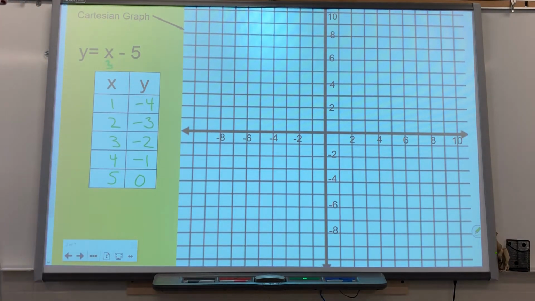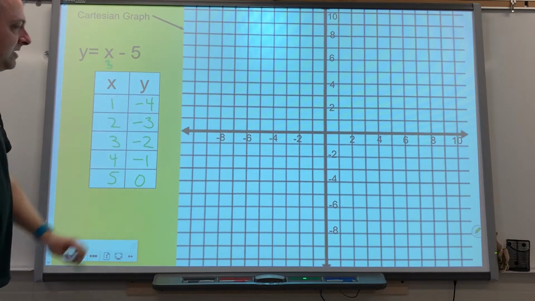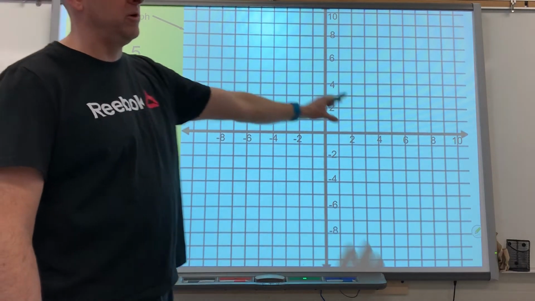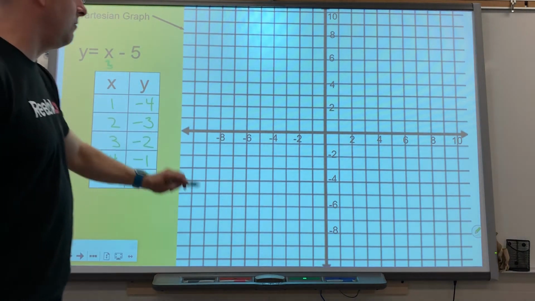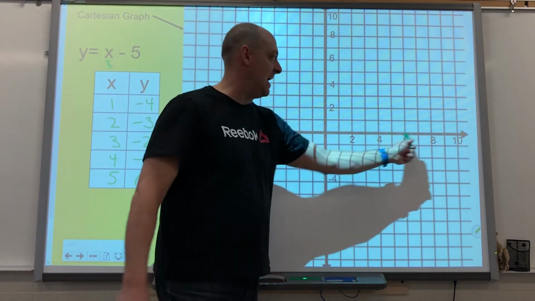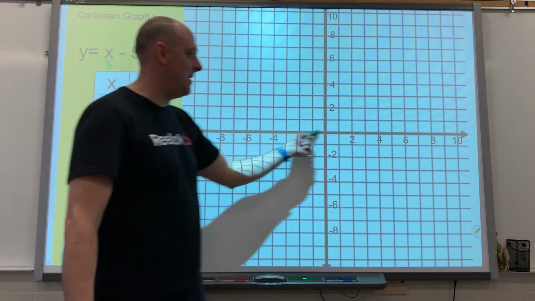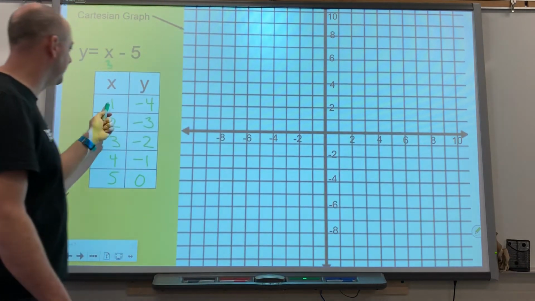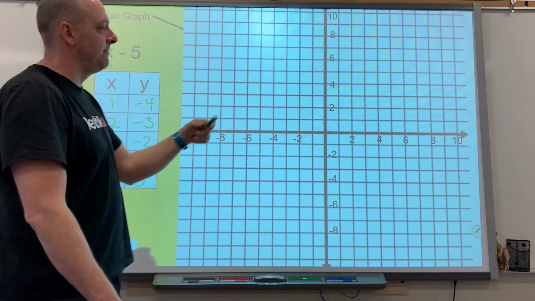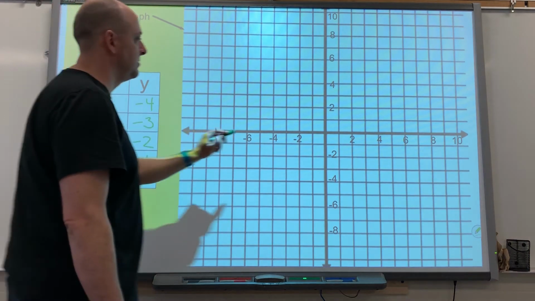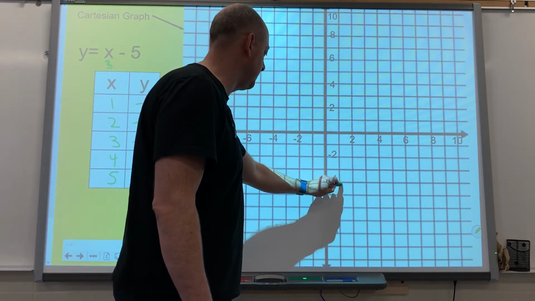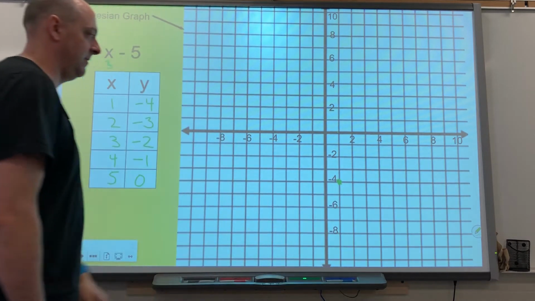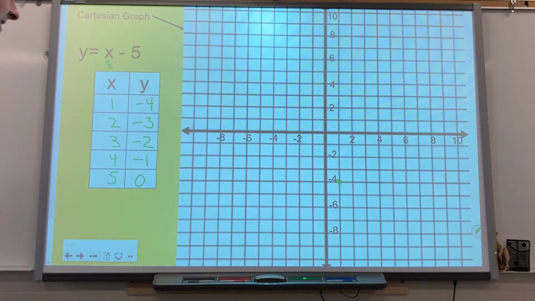Our table is complete. Now that we have a completed table, we can take those coordinates, put them onto a graph, and make our linear relation. So where x is 1, y is negative 4. Remember, this is the x-axis. So first find it on the x-axis, the first number. Then find the second one on the y. So when x is 1, y is negative 4. That's going to be a spot right here. We'll put a dot in there. X is 1, y is negative 4.